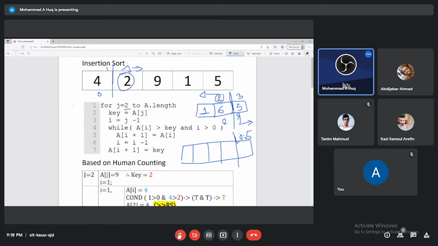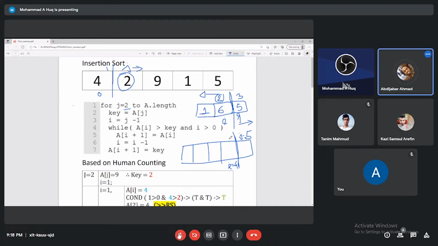So what will happen? What will be the i's value initially? I equal to? Mine is 4. I equal to 4. Which direction will I move? Left to right or right to left?